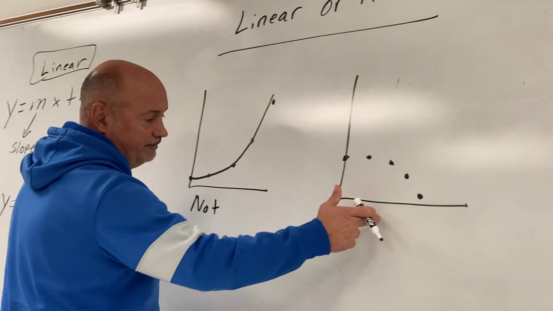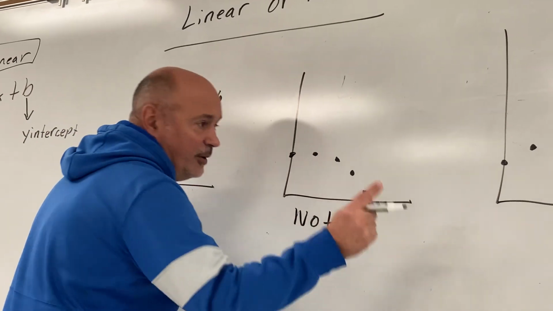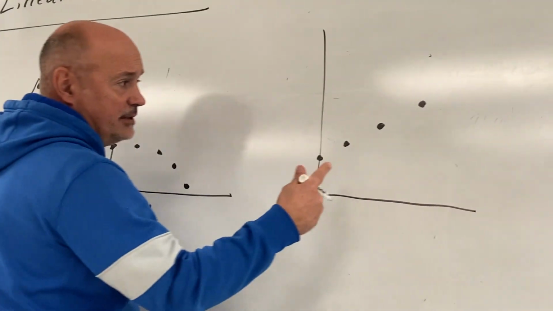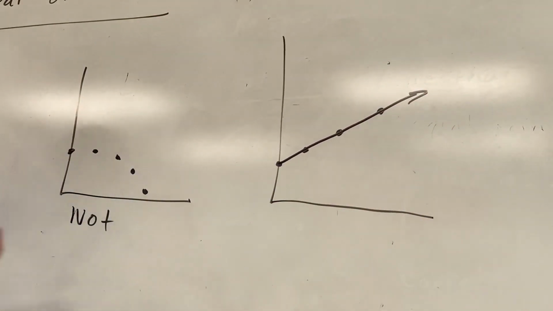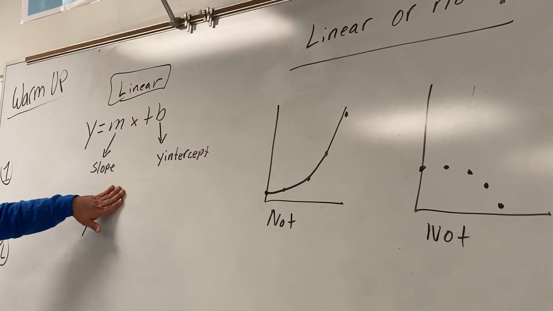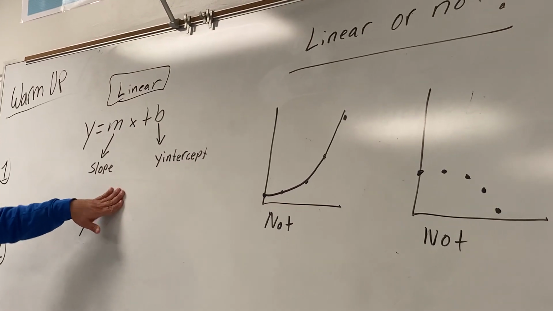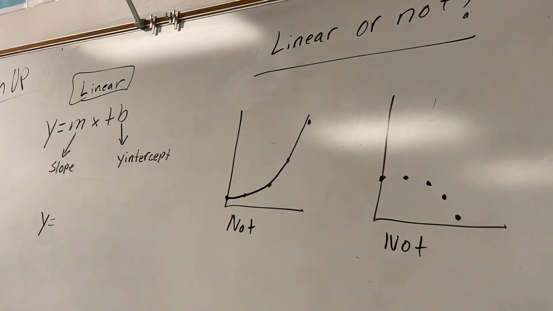What about this one? No. Nope, it curves as well. What about this one? Yes. Yes, that is a straight line. Okay, so if the graph is not linear, we're definitely not going to write any type of equation. Does that make sense? Yes. If the graph is linear, then they may ask you to write the equation for it.